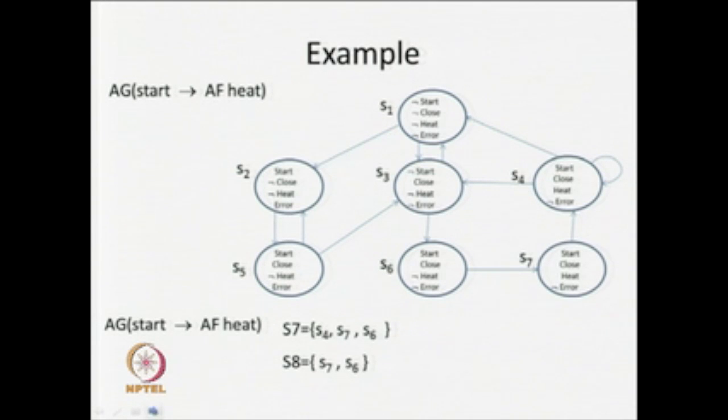Now, when we come to S7, it has one successor S6 and it is not labeled with this formula. So, we will remove S7 from here. Now, when I am coming to S6, you will find that it has one successor S7, which is not labeled with AG start implies AF hit. So, we remove that one also and eventually we get an empty set. That means, in none of the states this formula is true. So, AG start implies AF hit is not true in this particular model.